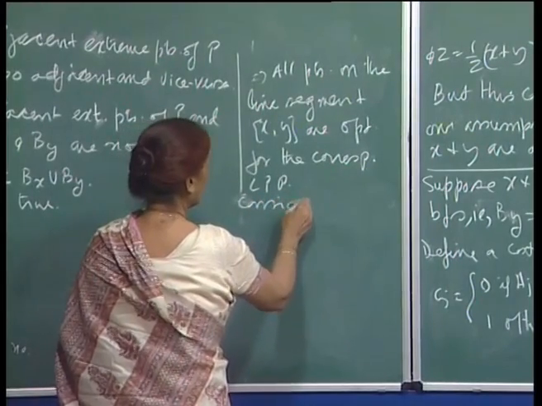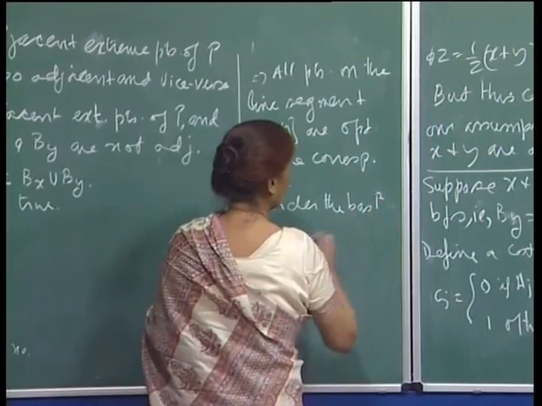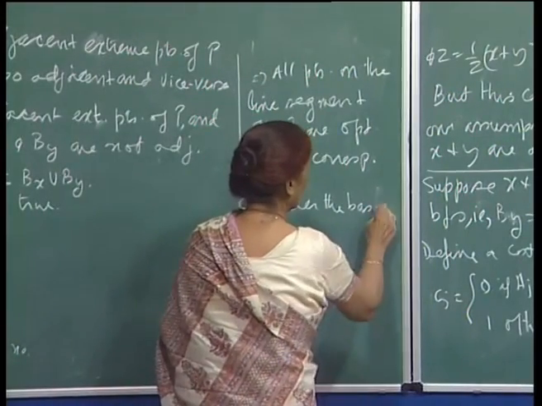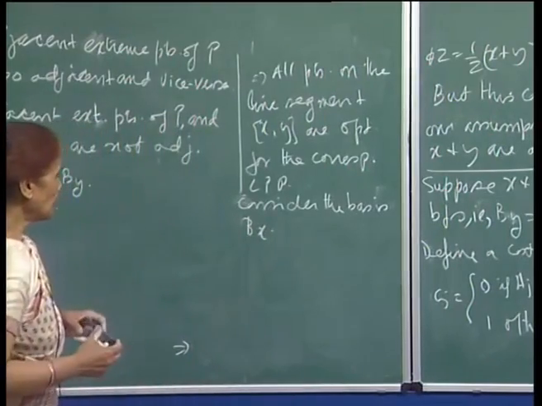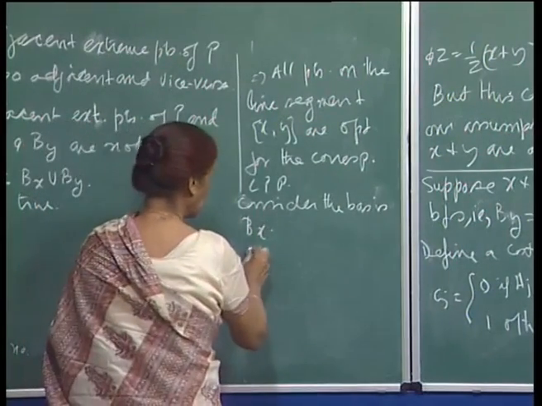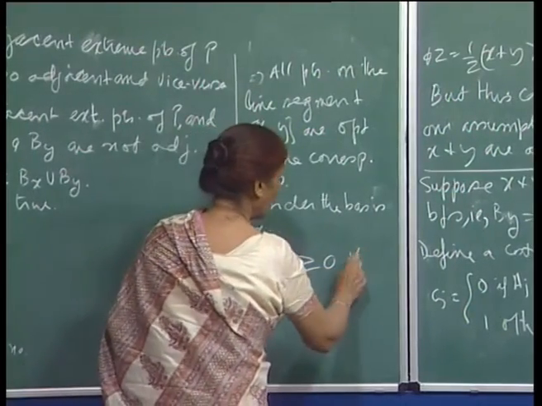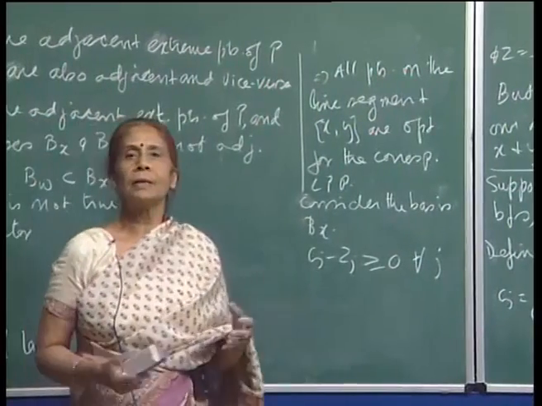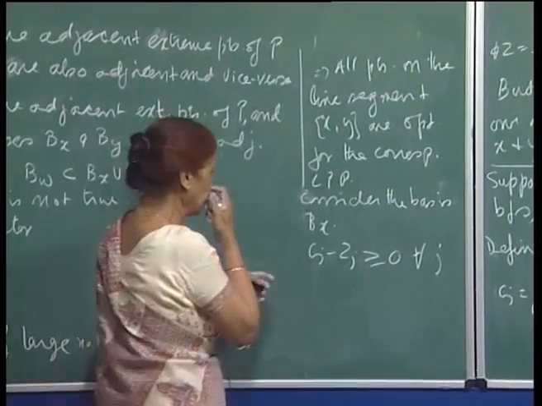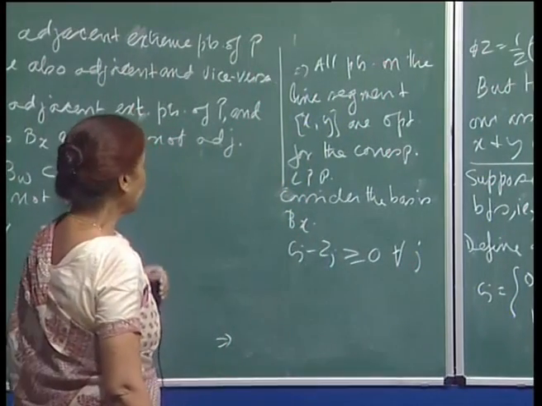So consider the basis Bx. Corresponding to this basis, you have the condition that Cj minus Zj is greater than or equal to 0 for all j, because x is an optimal solution, so the optimality criteria must be satisfied, and therefore Cj minus Zj is greater than or equal to 0 for all j, right?